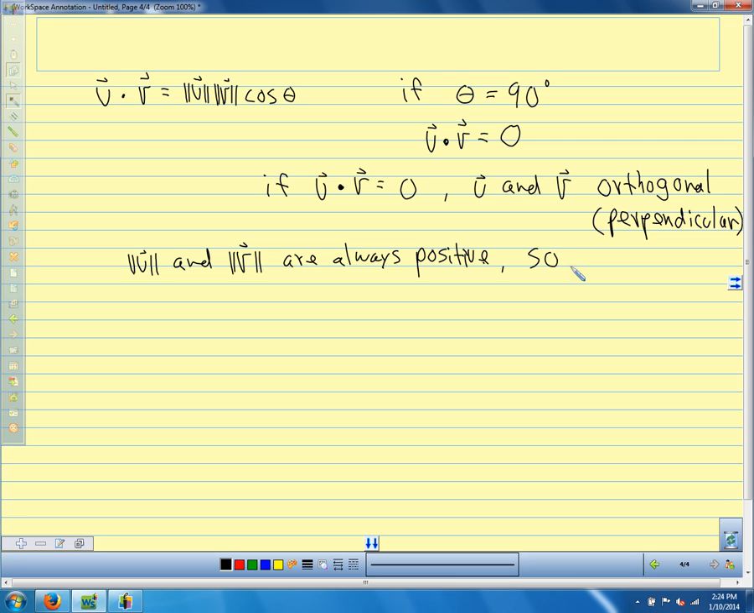depending on whether the dot product is positive, negative, or 0 tells us how big the angle between the vectors is. Because the only thing that's going to make our dot product positive or negative is the cosine of the angle. So we're going to draw some pictures. So if u dot v is positive, our vectors look like this. The angle between them is acute.